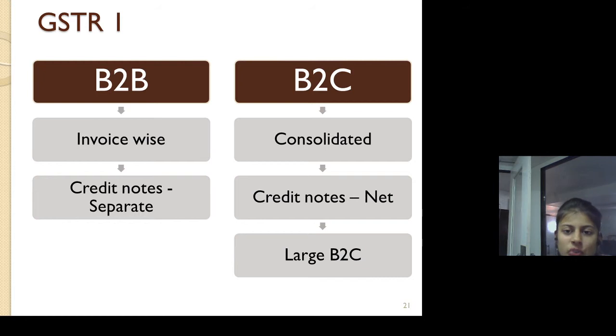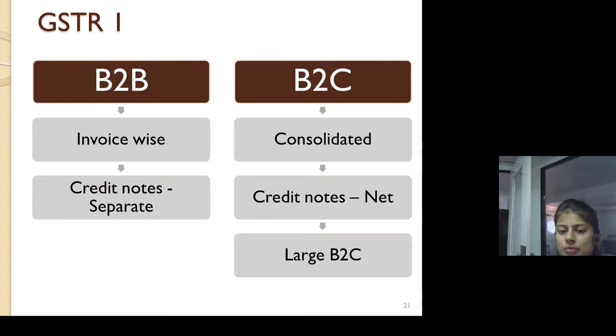Then the sales credit notes are to be given separately for B2B. However, they are to be netted off for B2C. There is no option of giving separate credit notes for B2C. If my taxable supply is 1 lakh and I have made credit notes of 20,000, I will have to net it to 80,000 and then show it in B2C.